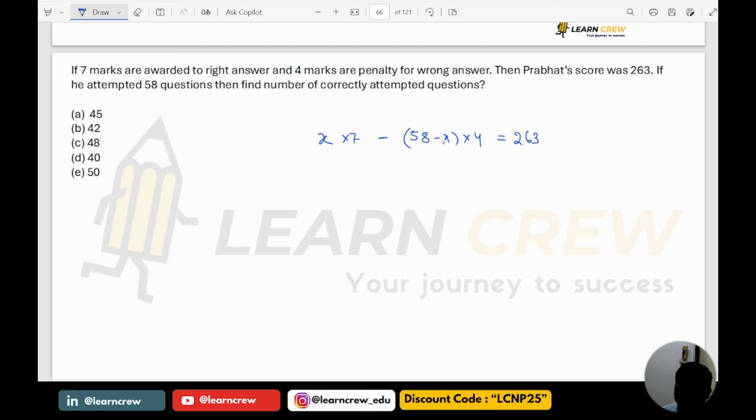So 7x plus 4x, 11x. This 58 into 4, 232 goes that side, becomes plus 232. 11x is equal to 495. So x is equal to 45. The number of questions he attempted correctly is x, which we got as 45.